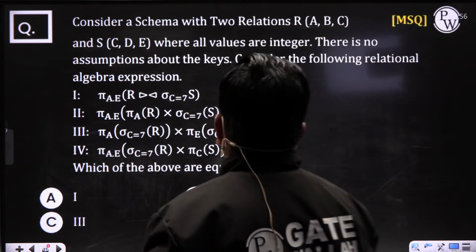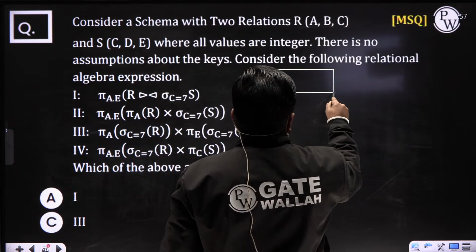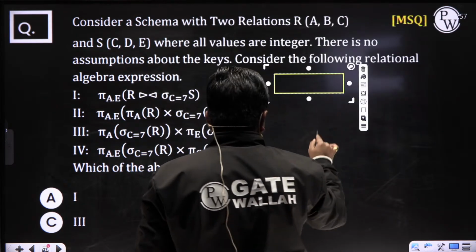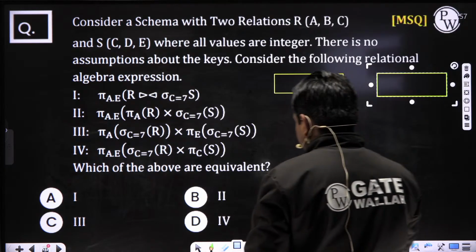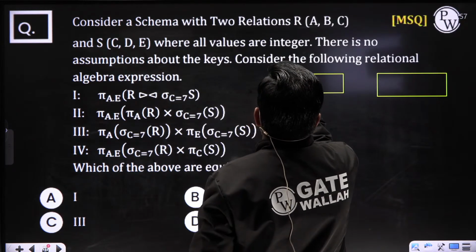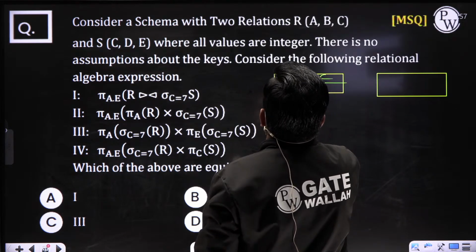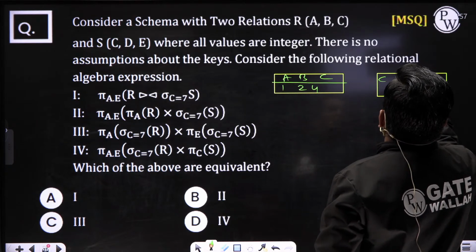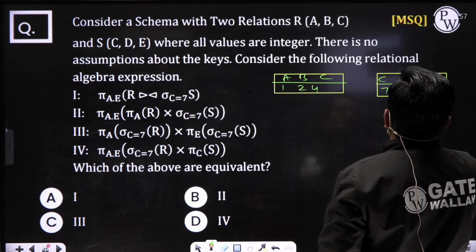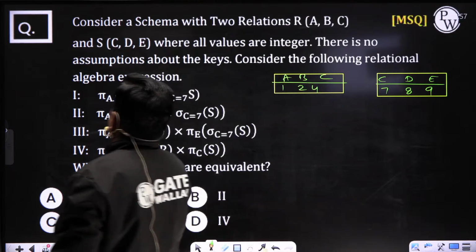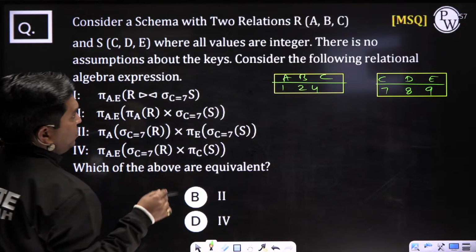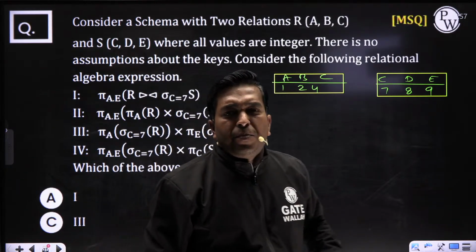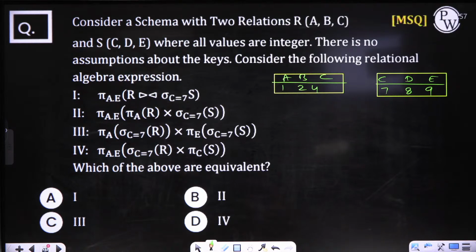What is it saying? There are two relations. We'll take a relation with A, B, C taking the values 1, 2, 4, and C, D, E taking the values 7, 8, 9. Now applying these four queries, which of the above are equivalent? Tell me fast. This is also a very good question, my dear.